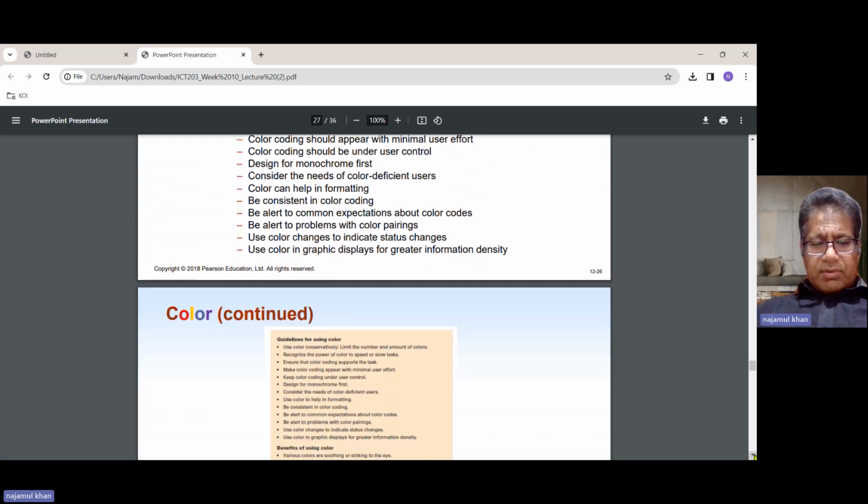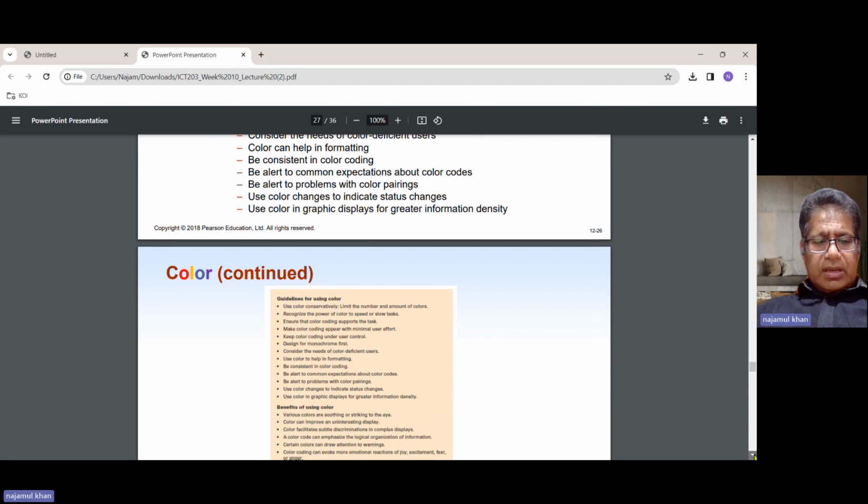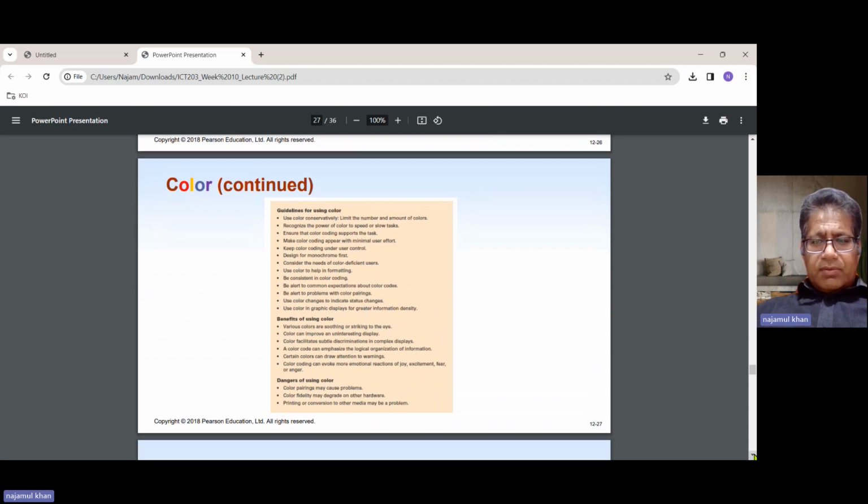Okay guys, now we have some guidelines for using color. I know they're very small. We were talking about a small font, and now we've got a small font here as well. But some of them I will read. Benefits of using color, dangers of using color. It's very good information anyway.